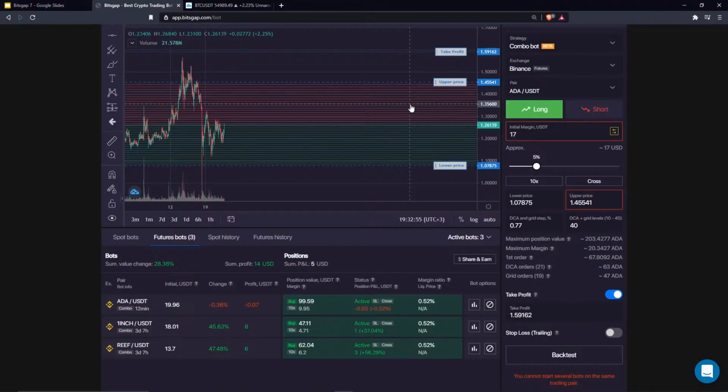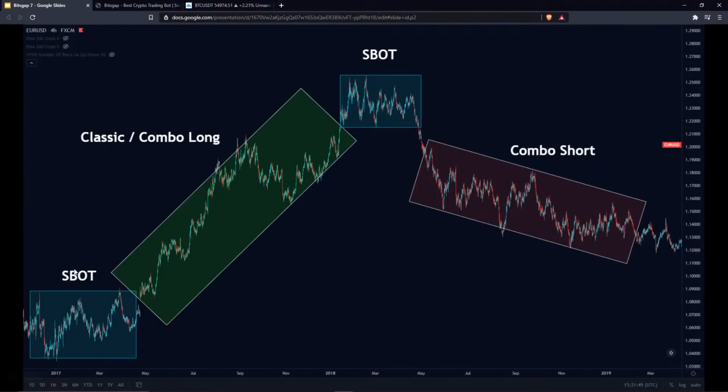The thing is that they are completely different from each other. So as I said, the spot bot is optimal for the consolidation market phases. As well, you see, for the classic bot, it is optimal to set the classic bot if you anticipate the rally, and if you only want to trade on your money and you don't want to borrow any extra funds to have an increased risk exposure.